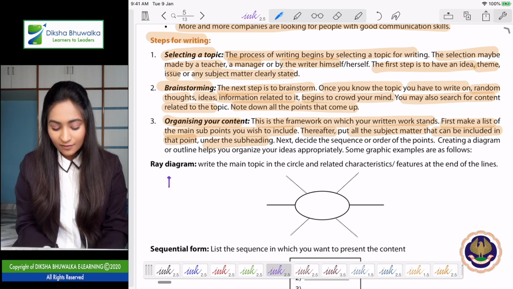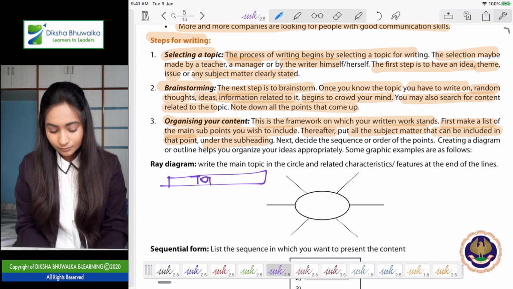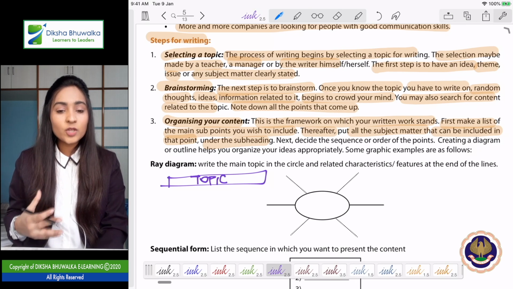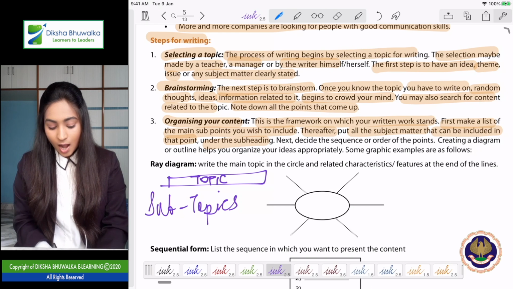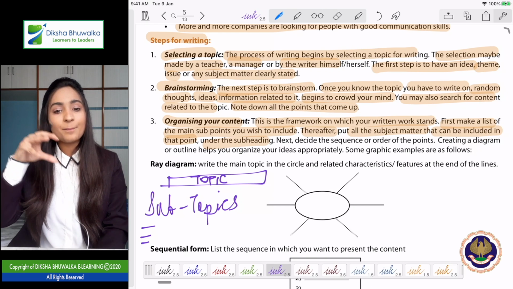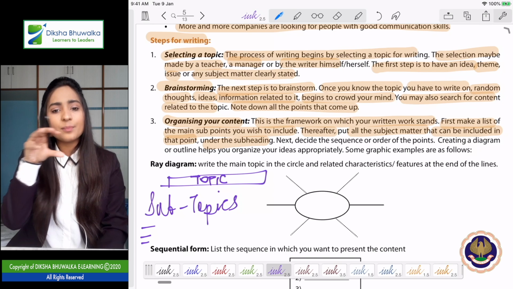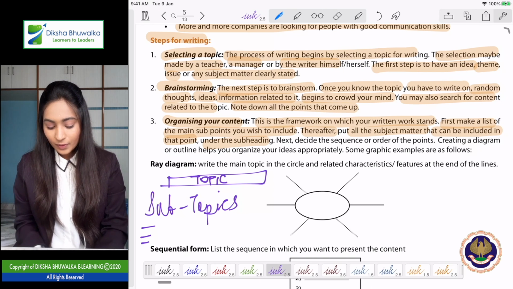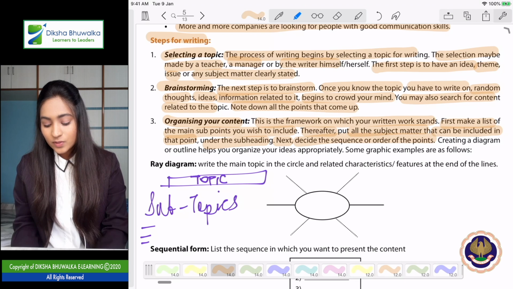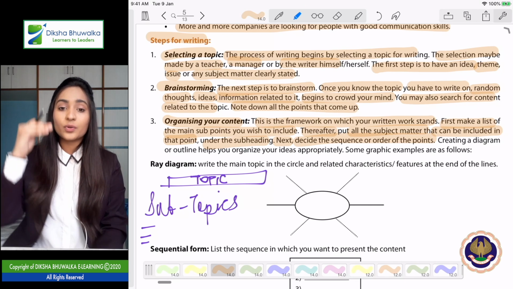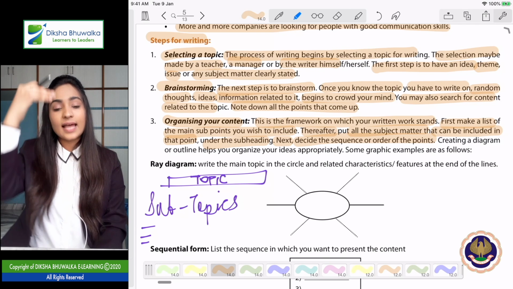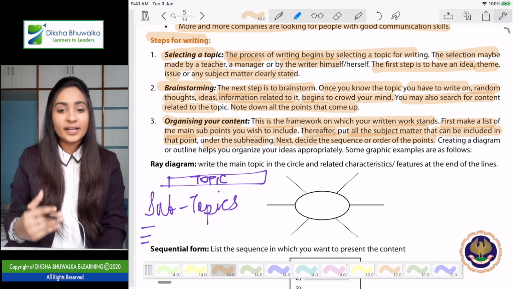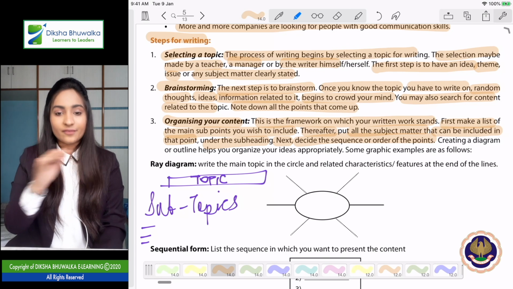So, first of all, you will have a topic to write. Now, in that main topic, you would be having some subtopics. Now, in the subtopics, you will be writing some paragraphs, some important sentences, some lines about those subtopics. Next, decide the sequence or order of the points. Very important. You have to write the points in a very sequential manner so that the reader can connect, he can see that the piece of writing is going in a sequential manner and not haywire.